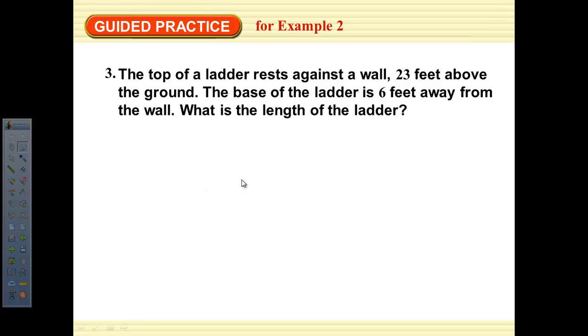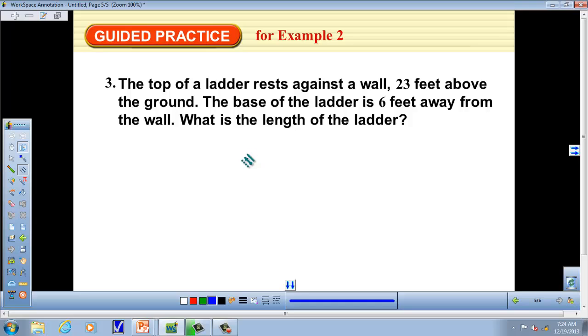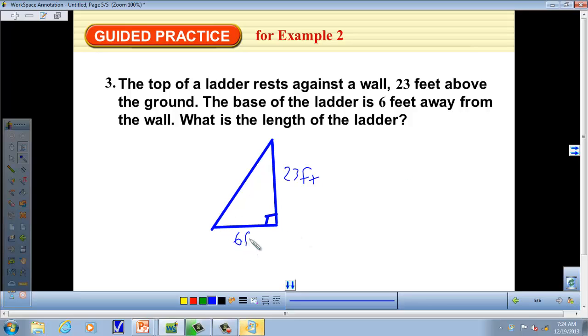We're going to do this again, and this time they've given us the height part of it. So I'm going to show you what that picture looks like and do the work for it this time. So if we look, we're going to draw a right triangle. And the top of the ladder rests against a wall 23 feet above the ground. So this is my 23 feet. It says the base of the ladder is 6 feet away. So there's my 6 feet. And we want to know the length of the ladder, so that's my x.